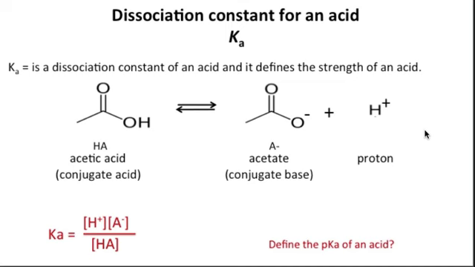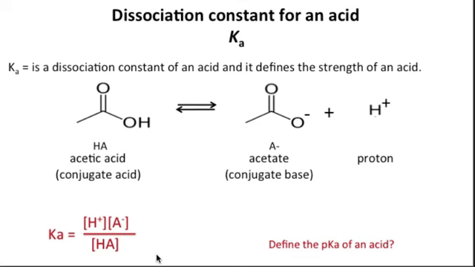As an example, let's look at acetic acid. The products will be the acetate conjugate base and a proton, and the reactants will simply be acetic acid, the conjugate acid. So the Ka, the dissociation constant, will be the concentration of protons times the concentration of the conjugate base over the concentration of the conjugate acid.